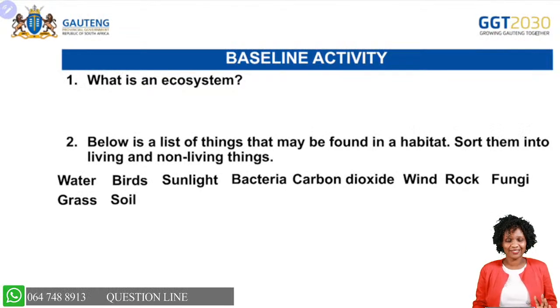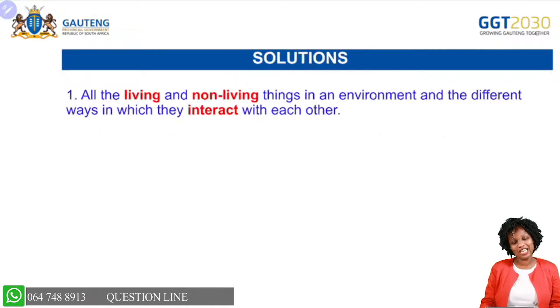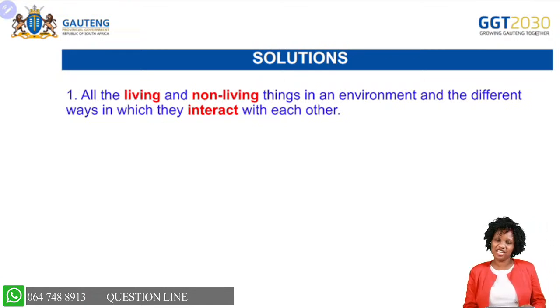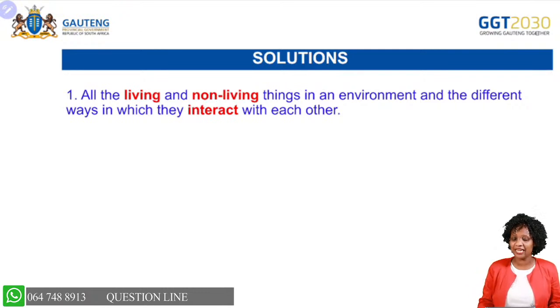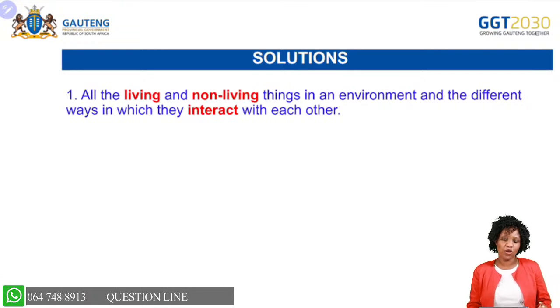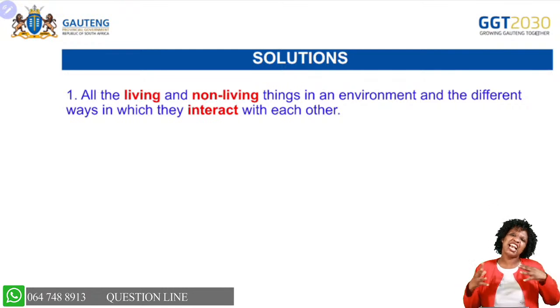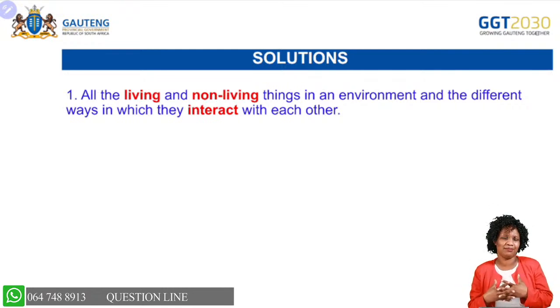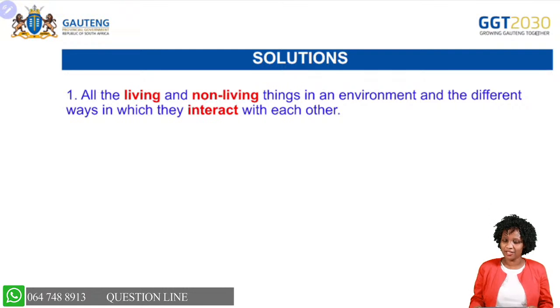As you are done writing the baseline activity, let's do it together and see how we performed. Let's look at question number 1. The solution is all the living and non-living things in an environment and the different ways in which they interact with each other. That's an ecosystem. We are looking at the living and non-living things in an environment and their interaction. How are they interacting? That's the definition.